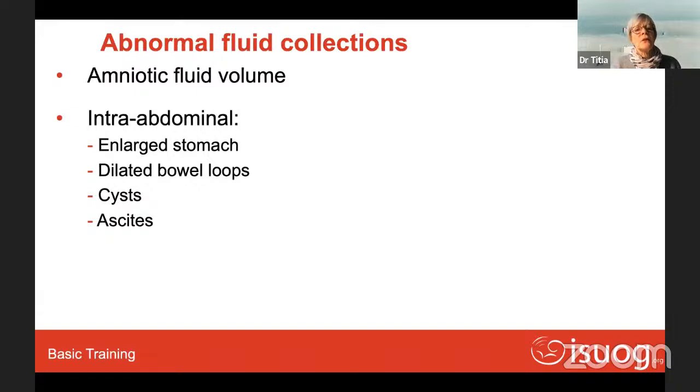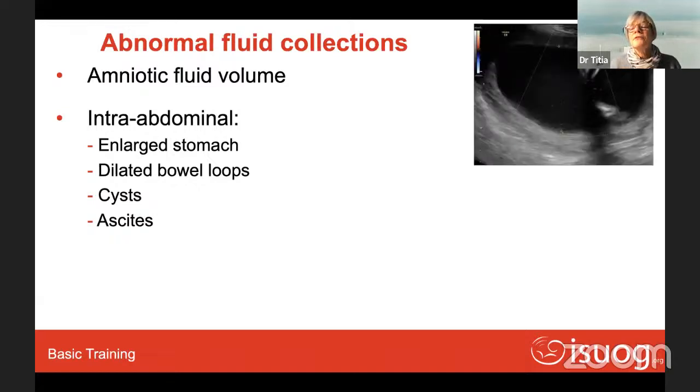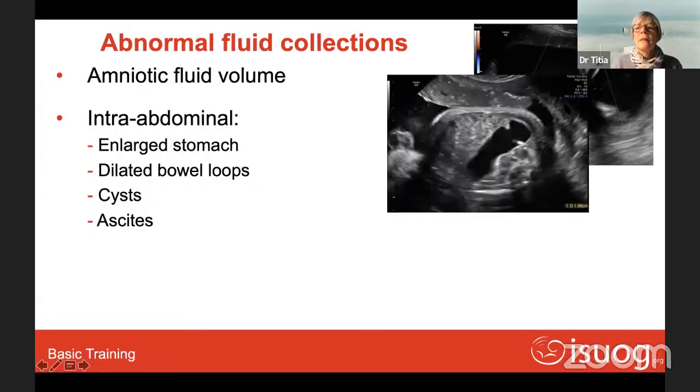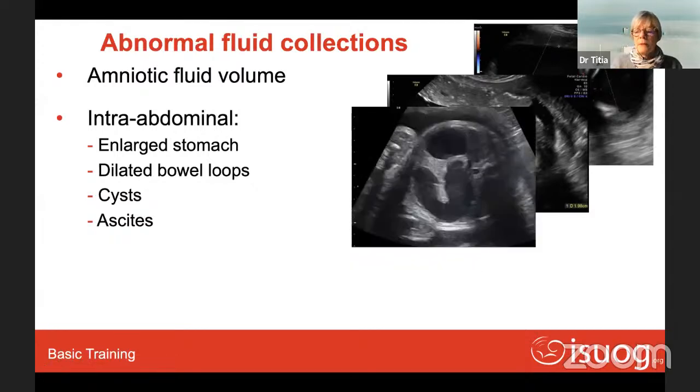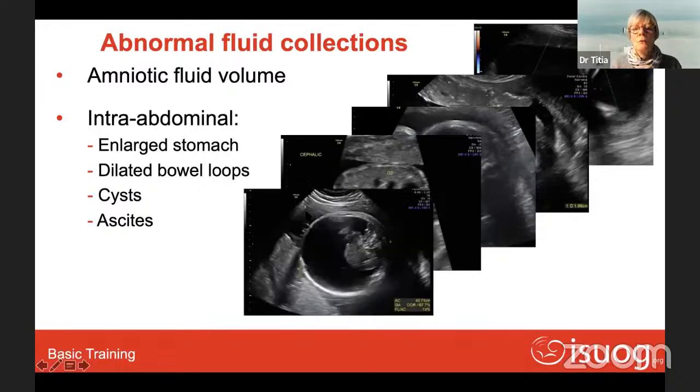So the other thing is you might encounter abnormal fluid collections. For instance, an enlarged stomach or dilated bowel loops or cyst or ascites. If you're looking at that, you see here a deep pool of amniotic fluid, and you might encounter dilated loops of bowel, which also are seen right there. Bowel should never be so dilated, and you might encounter a cyst right there, or you might encounter ascites, which is right there, which you don't want to see.